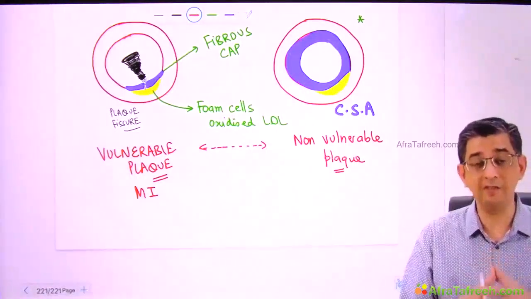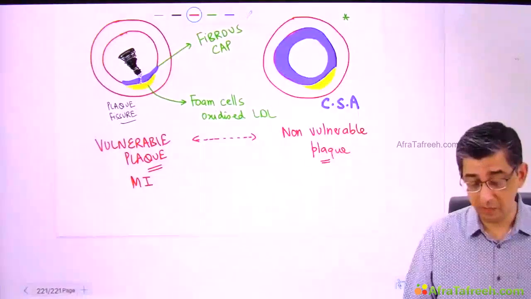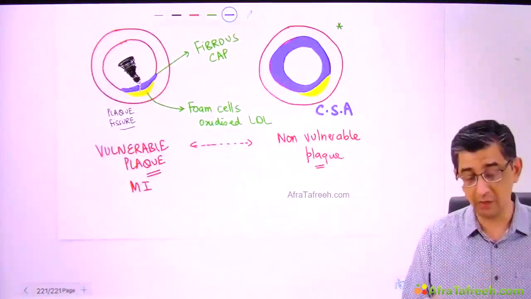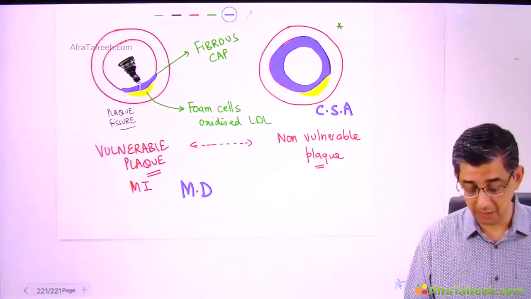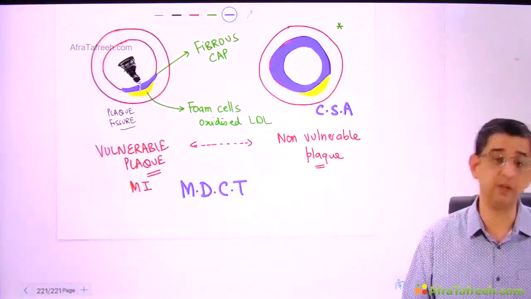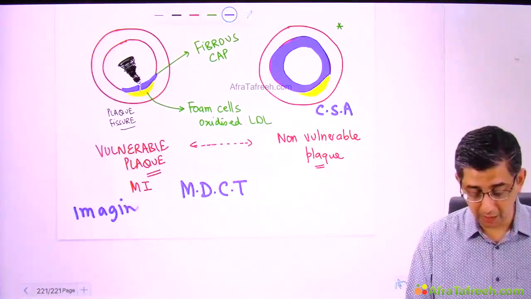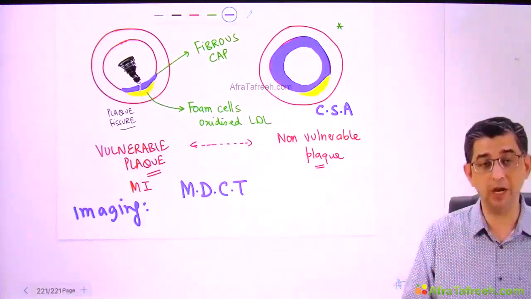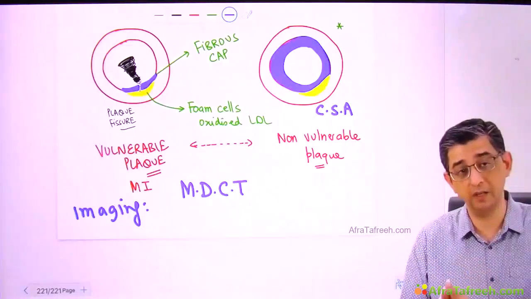So do we have at the moment any non-invasive imaging by which we are able to differentiate between the two conditions? That is the reason for discussing this particular slide. I want you to remember this imaging modality, which is MDCT, that is multi-detector CT scan. MDCT is a non-invasive imaging modality which can take sections of the coronary artery millimeter by millimeter and can tell us whether the person has a vulnerable plaque or a non-vulnerable plaque.